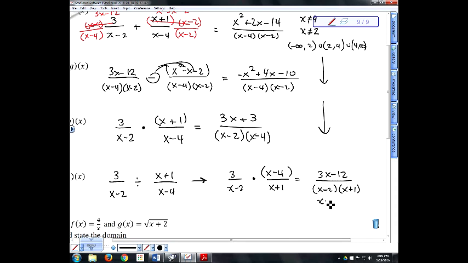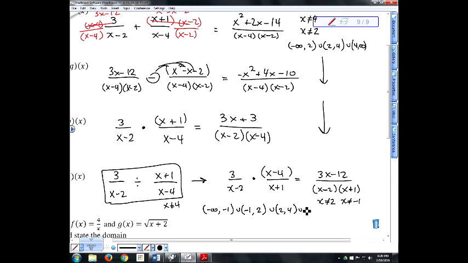X cannot be 2, x cannot be negative 1. But we also have to consider the original problem. This answer is only possible because we're claiming that this is possible, and this can only be possible if x does not equal 4 as well. So there's 3 domain restrictions. X cannot be 2, negative 1, or positive 4. So this domain is slightly different, from negative infinity to negative 1, and then from negative 1 to 2, from 2 to 4, and from 4 to infinity. That's the domain.